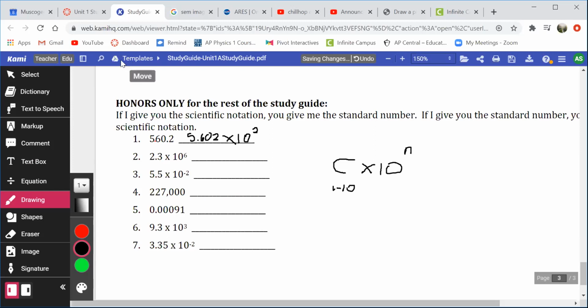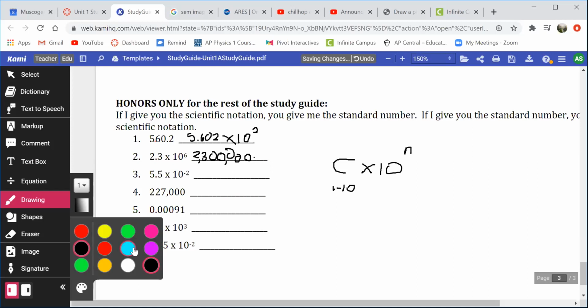Number 2 has 2.3 times 10 to the 6th. So this positive 6 tells me I'm going to be moving my decimal to the right that many times. So I'm going to have 2. All right, then this is going to be 1, 2, 3, 4, 5, 6, and a decimal right there. So if I were to draw that in, that is 2,300,000.